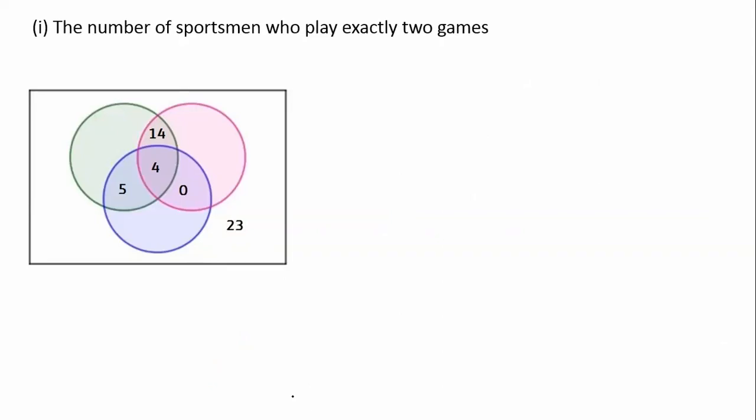The first part I ask is we have to find the number of sportsmen who play exactly 2 games. So here everything is in front of you. That is nothing but players who play cricket and football plus players who play cricket and hockey plus people who play football and hockey. So we have found it. So 5 plus 14 plus 0, and the answer is equal to 19. So this is the first part.